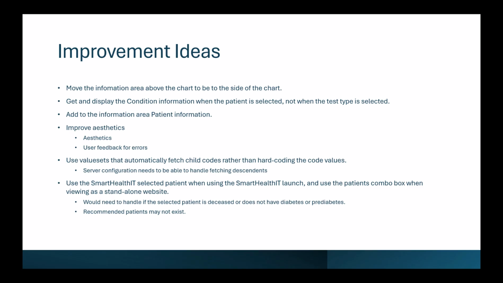In addition to that, I want to talk about the use of value sets for automatically fetching child codes rather than hard coding it. I mentioned this in the previous slide, and I'd like to elaborate on that a little bit. And also, I did say earlier that I included the launch.html, but it is a standalone web page really. What would be cool would be if, when you go to Smart Health IT and select a patient, you're viewing that particular patient. But then when you're on a standalone web page, you've got the patient drop down. So it'd be cool if it diverged depending on where you're viewing it.